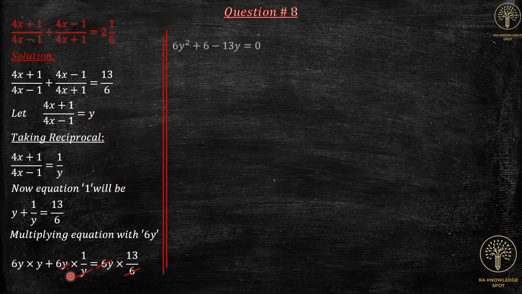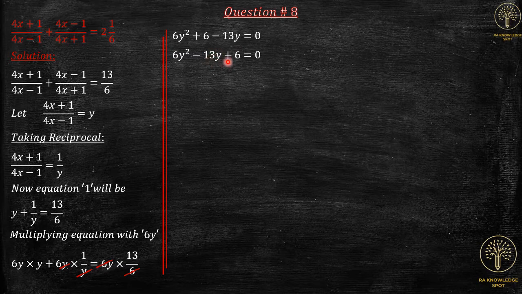Then this is 6y square plus there's only the number that is left, that is 6, and this 13y, they are going to multiply 13y, and we have to shift it toward the other side. It will be negative, and here we are having 0. Now we need to rearrange the equation, because the equation is not in the standard form. Now you can see first square, then power 1, and then the constant number.